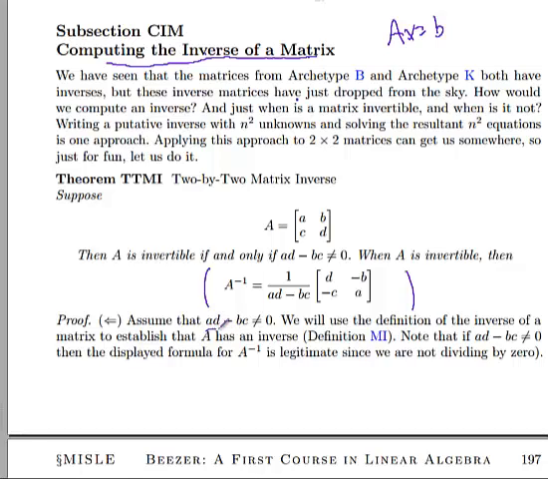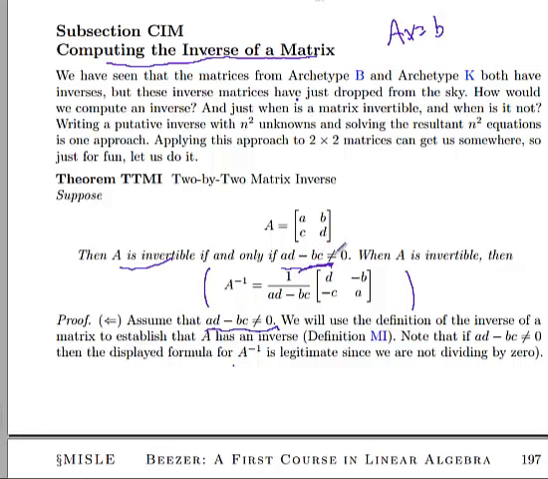First of all, you assume that AD minus BC is unequal to 0. Since this is an if and only if, you have to prove it both ways. First, you assume this and prove that A is invertible. Then you assume A is invertible and prove this. So we're going to assume that the determinant is not 0. And then the proof simply amounts to showing that this formula works.